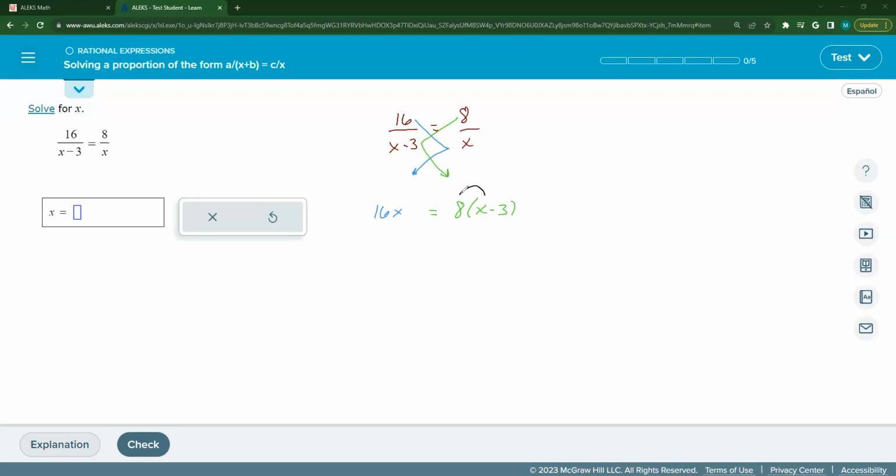So I'm going to distribute my 8. 8 times x is 8x. 8 times negative 3 is minus 24. This equals 16x. Get the x's on one side, numbers on the other. So I'm going to subtract 8x here. And I have 16x minus 8x is 8x equals, these cancel out, negative 24. Divide both sides by 8. And I get x equals negative 3. Type that in. And we have negative 3. And we can check.